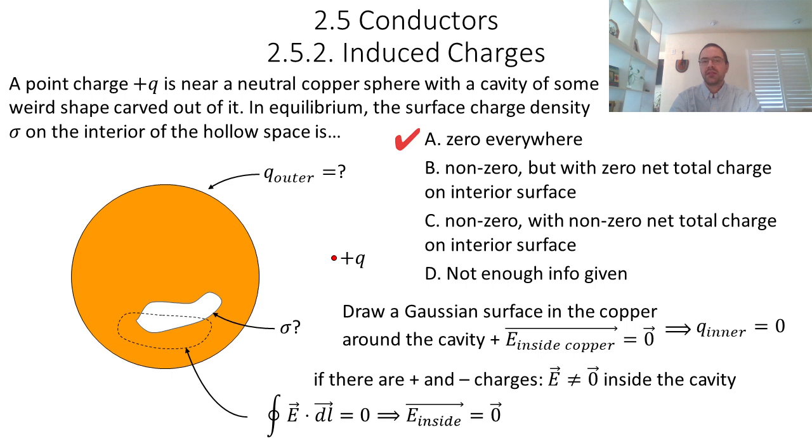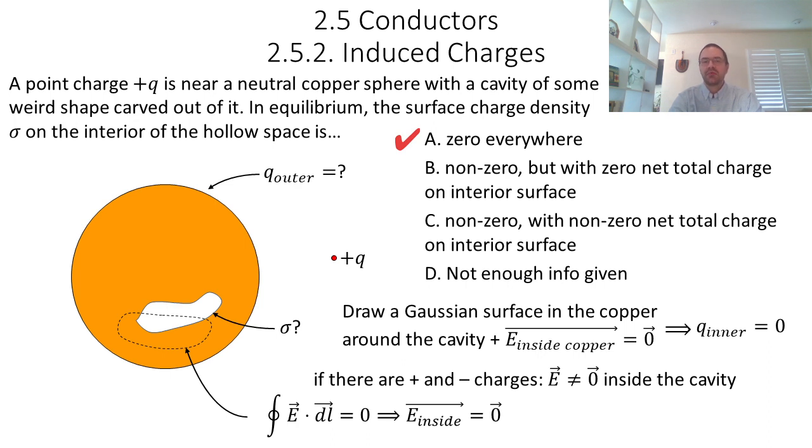We know again that in statics, the integral of E dot dl on a closed loop has to be 0. We already have the electric field equal to 0 in the copper region. So to get 0 now, we need the field inside the cavity to be also 0. So for E inside the cavity to be 0, we must have no surface charges anywhere on the inner surface. Right? So the correct answer is A. The surface charge density on the interior surface is 0 everywhere.